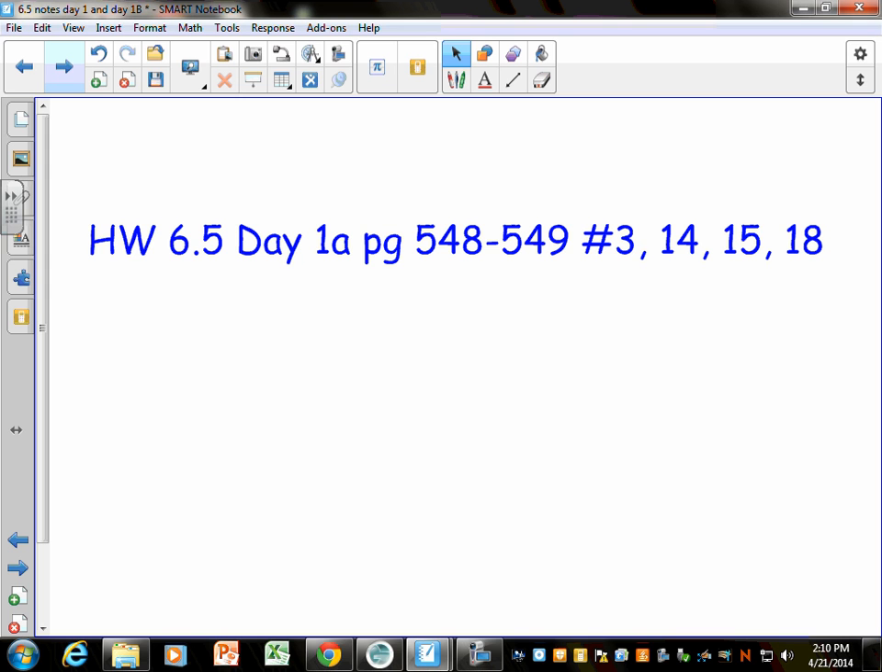Number 3 is a graphing one, but 14, 15, and 18 are just testing for symmetry, just like what we did in class today. So hopefully it won't be that bad. Number 3 is the worst one. Just try it.